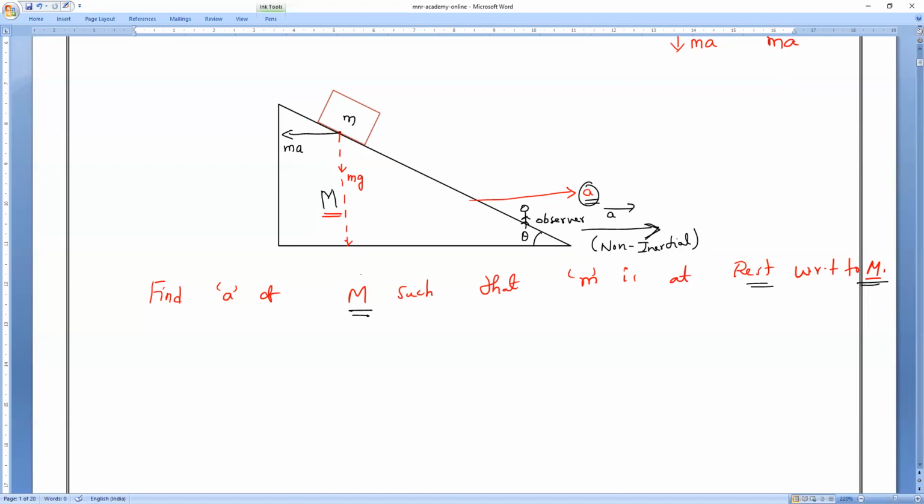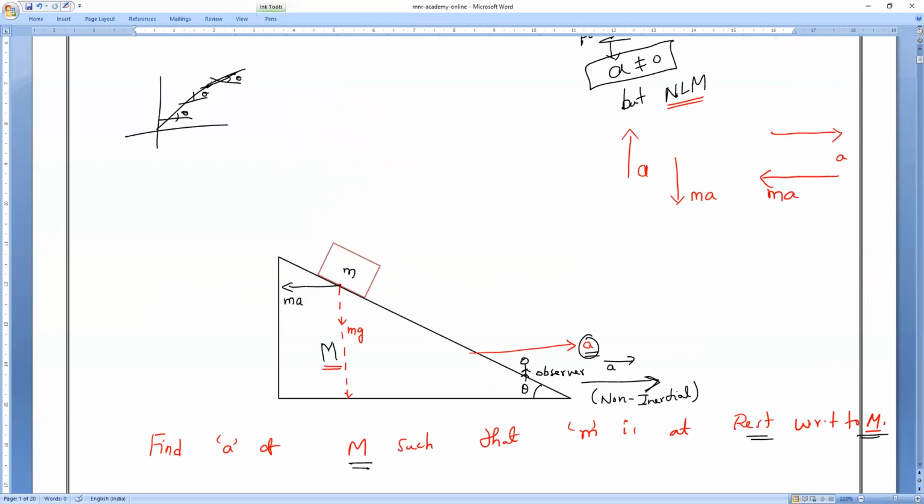Now observe, all of you. We all studied the normal reaction: the normal reaction is always perpendicular to the surface. This is the direction of the normal. Am I right or wrong? Will you all agree with me or not?